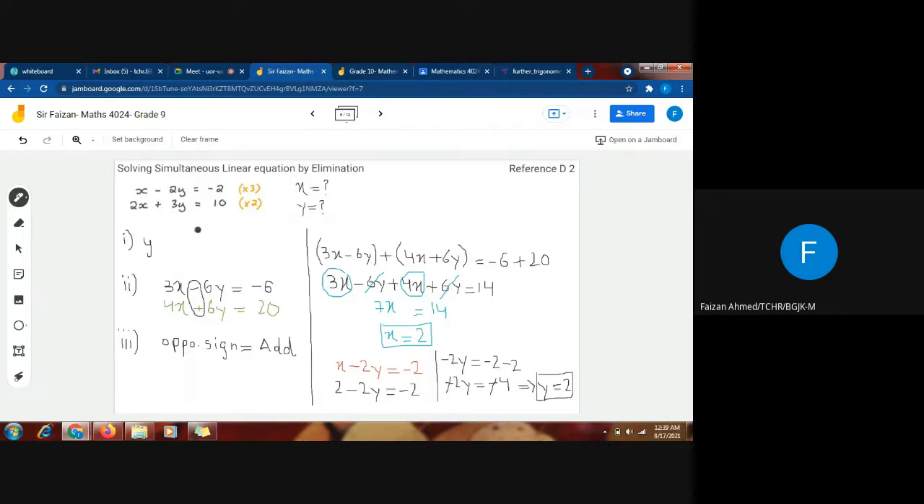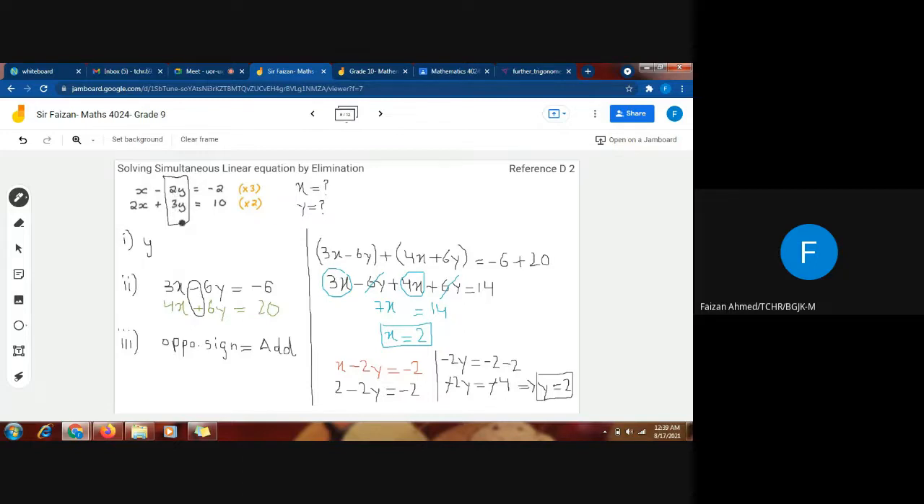And we know that the first step in elimination method is to pick a variable. So I am going with y. I am picking y as my variable. First step complete. I have chosen y as my variable. The second step, I have to make a common coefficient. I have to make the coefficient same.